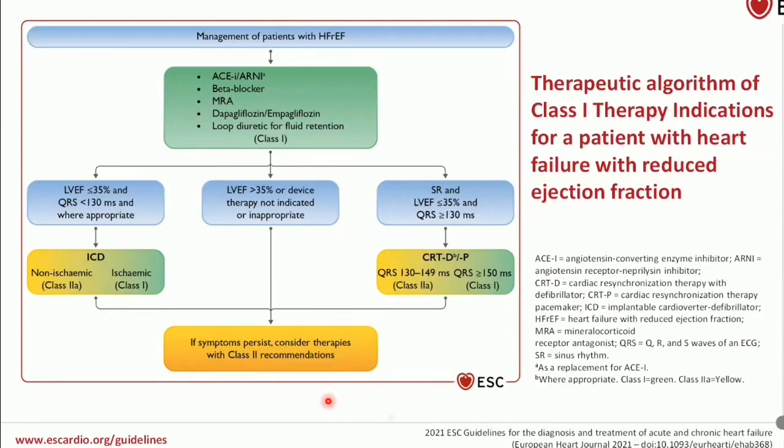Ivabradine slows down the sinus node. Ivabradine is contraindicated if they have AF. Absolutely contraindicated if the patient has atrial fibrillation.